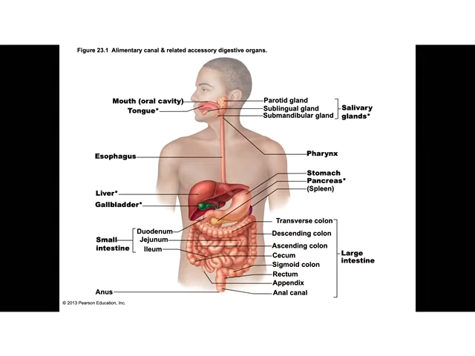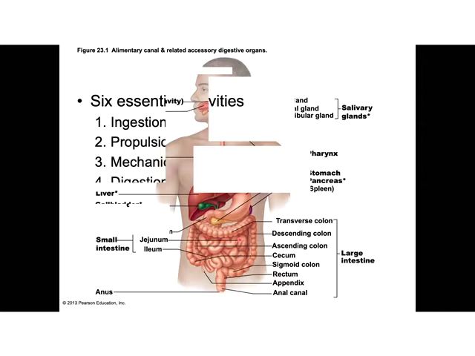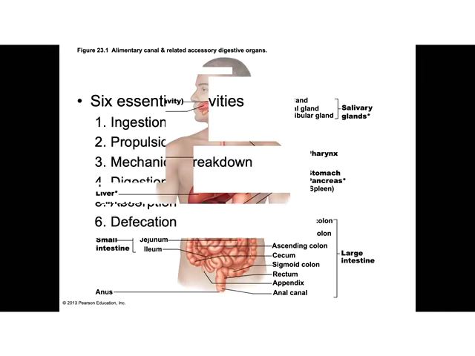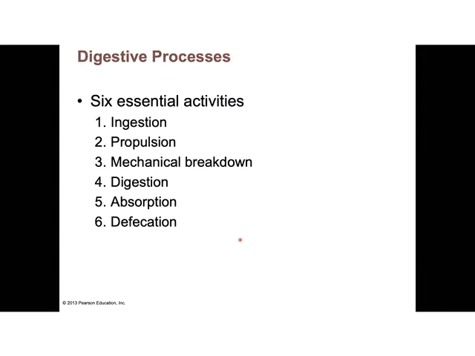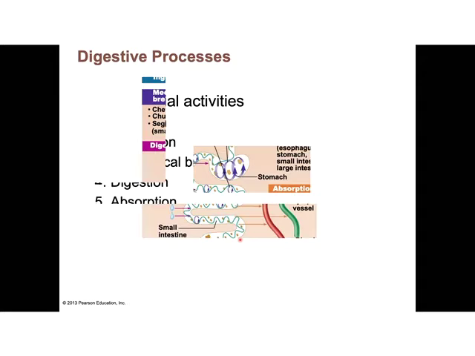And the enteric nervous system, in turn, is governed by the autonomic nervous system, okay? So the activities in the digestive system are here, right? Ingestion, which is taking the food in, propulsion, which is pushing it, mechanical breakdown, which is basically tearing it up, digestion, which is the chemical breakdown of the mechanical breakdown products, absorption, which is getting the goodies into the blood, and then defecation, which is the removal of the waste products. And you can see the entire process here.